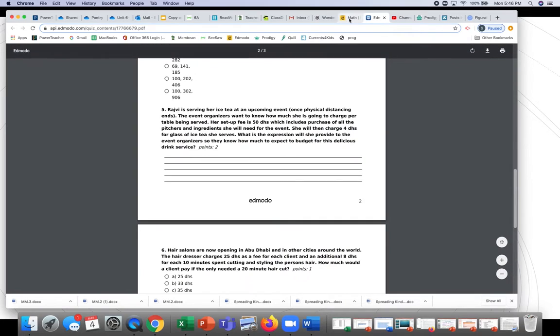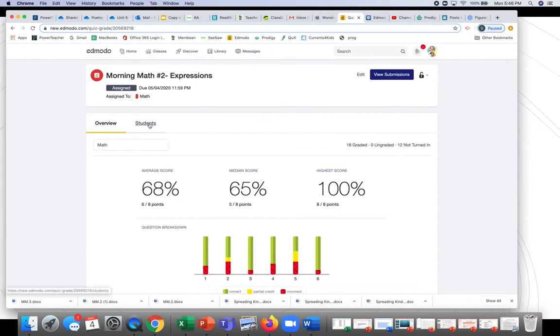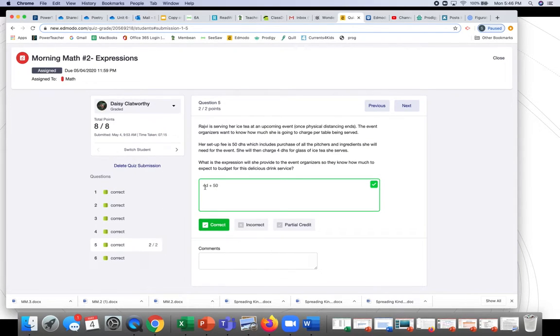So our answer should be, I'm just going to go to someone who did this correctly. The answer should be 4G or 4X or wherever it is. I think that Daisy did this right. Yep. So 4D, so 4 times the drinks plus 50. Okay, that is the correct answer.